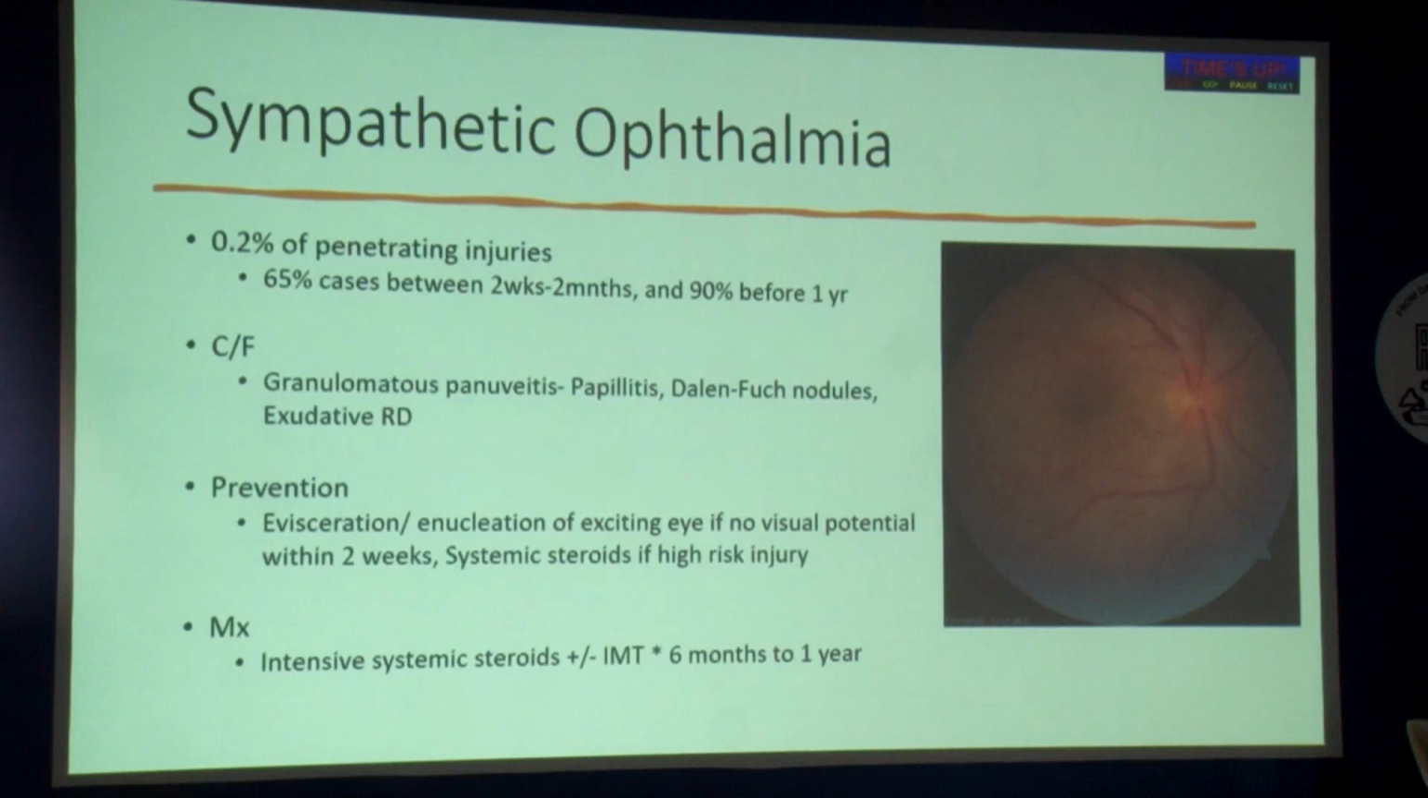Last, sympathetic ophthalmia. One needs to remember that sympathetic ophthalmia, although it has decreased in recent years, still we see such patients, and primary prevention can be done if evisceration or enucleation is done of the exciting eye within a few weeks' time, and systemic steroids if it's a high-risk injury.